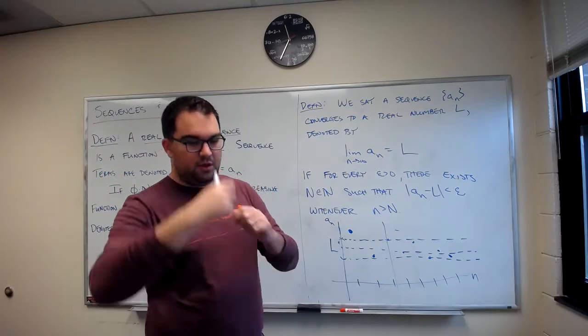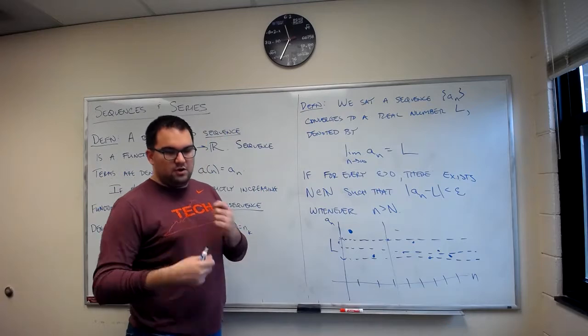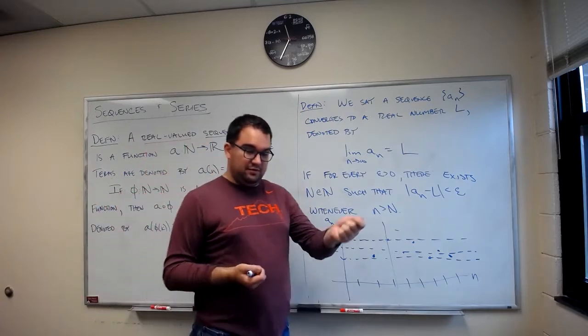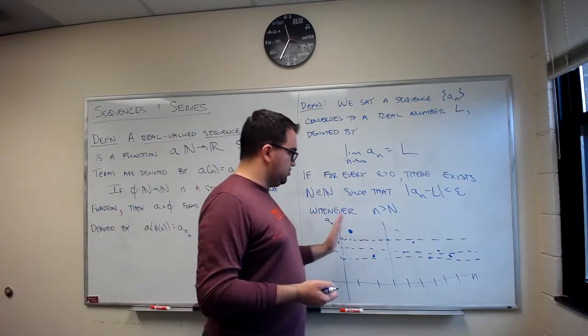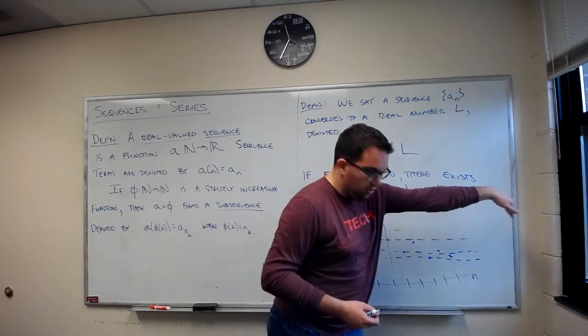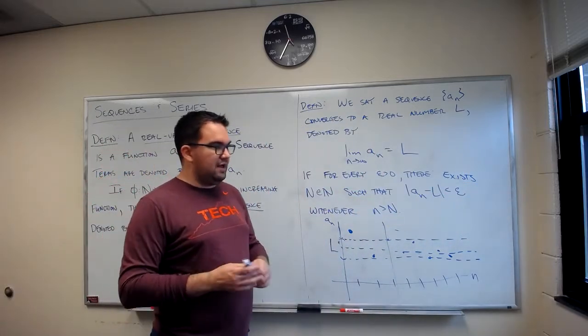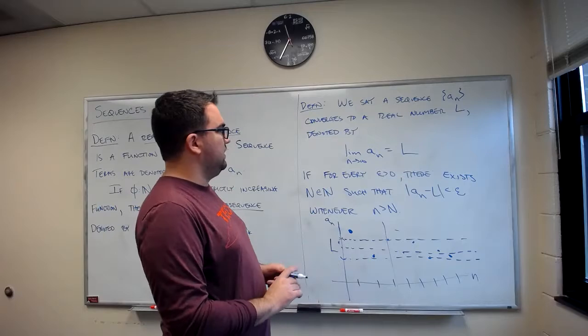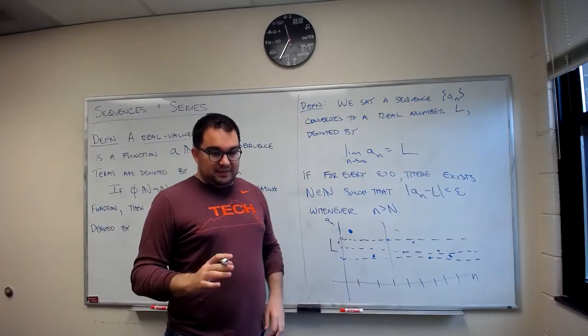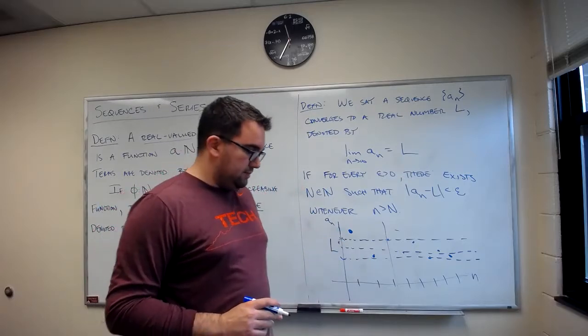If you make epsilon even smaller, you may have to go out even further. But if we can always win this game, for any epsilon you give me, I can choose this capital N such that if I go beyond that capital N, all the terms of my sequence are within epsilon of L, then I'm good. And this is, again, exactly the same definition we saw in chapter 1.